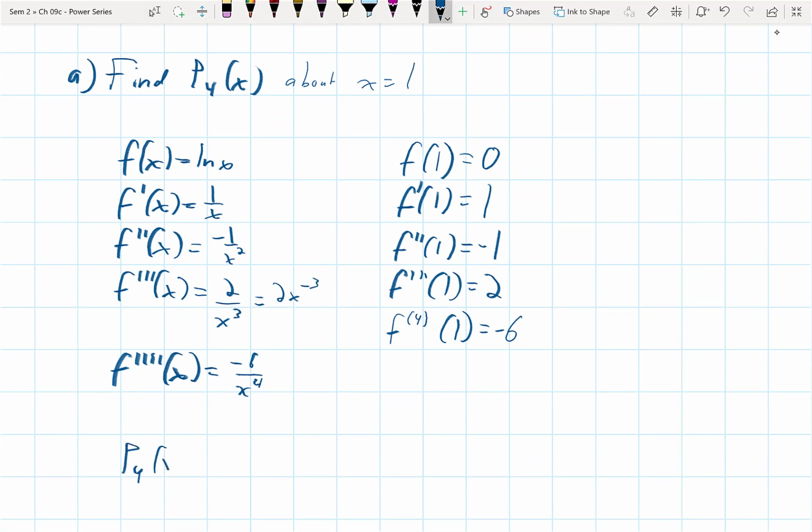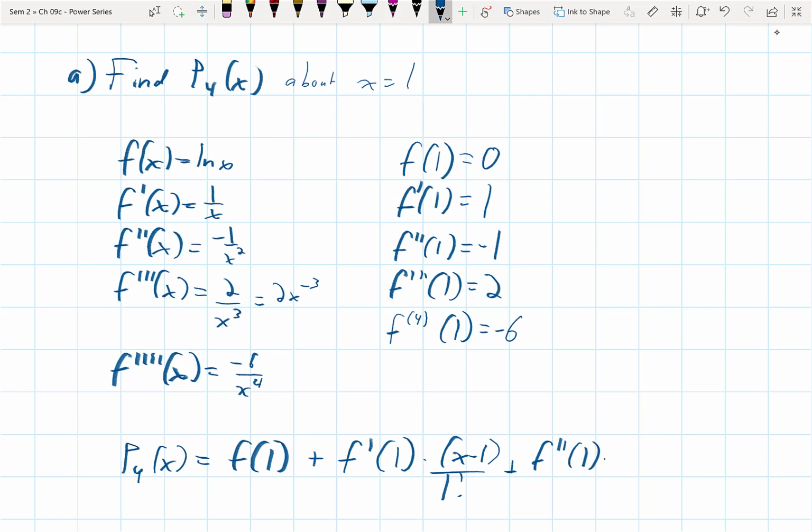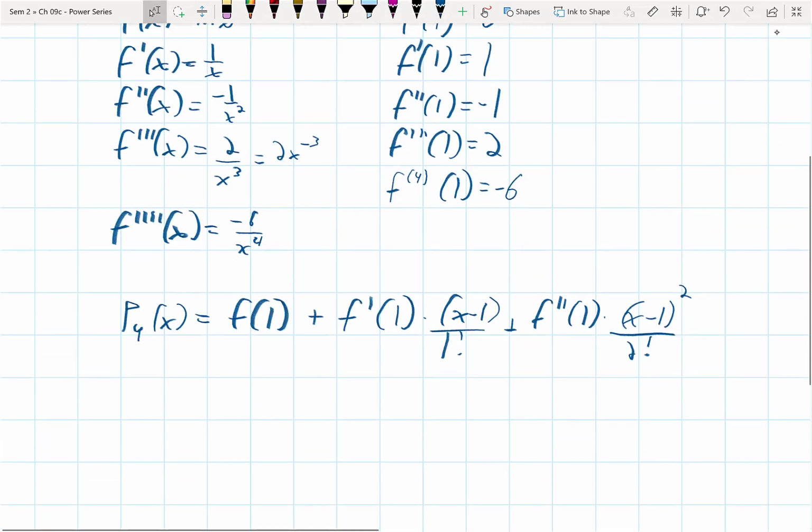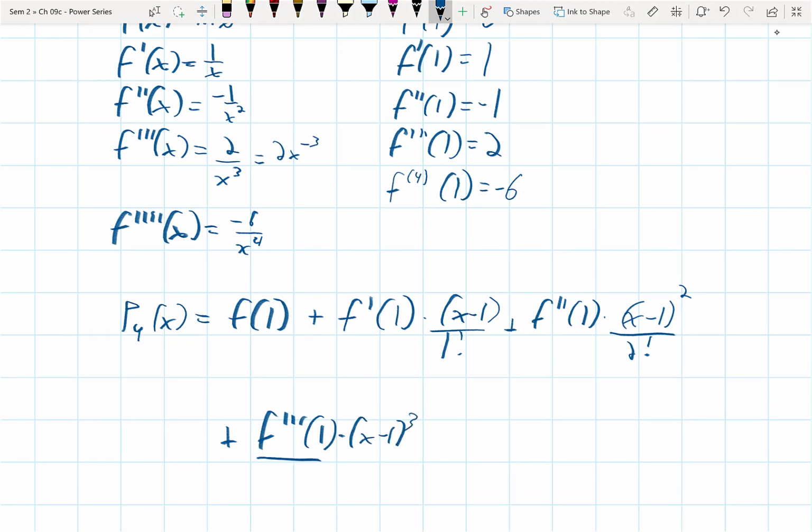So I know p sub 4 of x is equal to, so we start with f of 1 plus f prime of 1 times x minus 1 over 1 factorial plus f double prime of 1 times x minus 1 squared over 2 factorial plus f triple prime of 1 times x minus 1 cubed over 3 factorial plus f quadruple prime of 1 times x minus 1 to the fourth over 4 factorial.